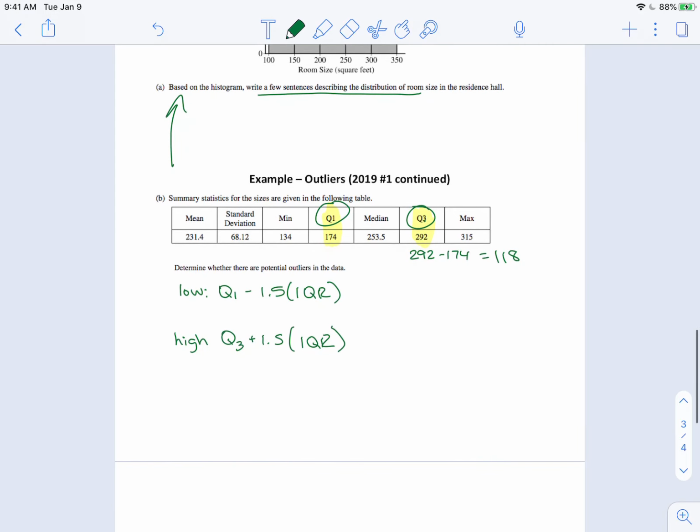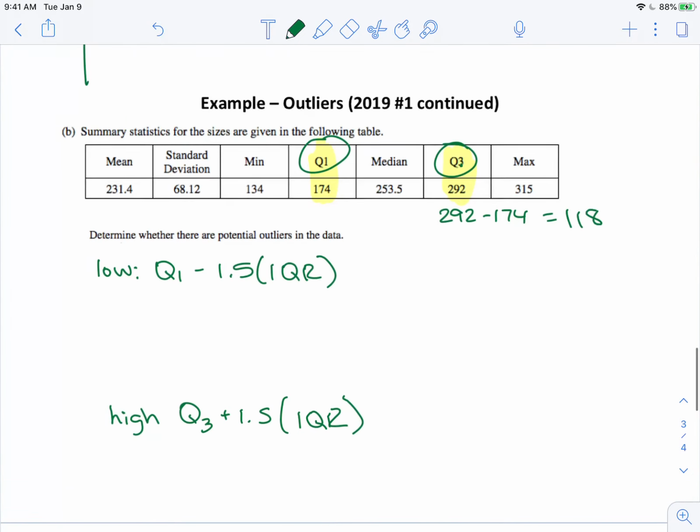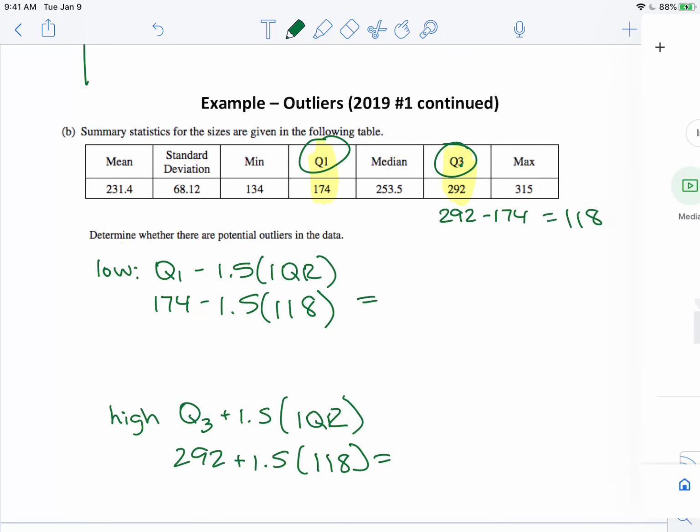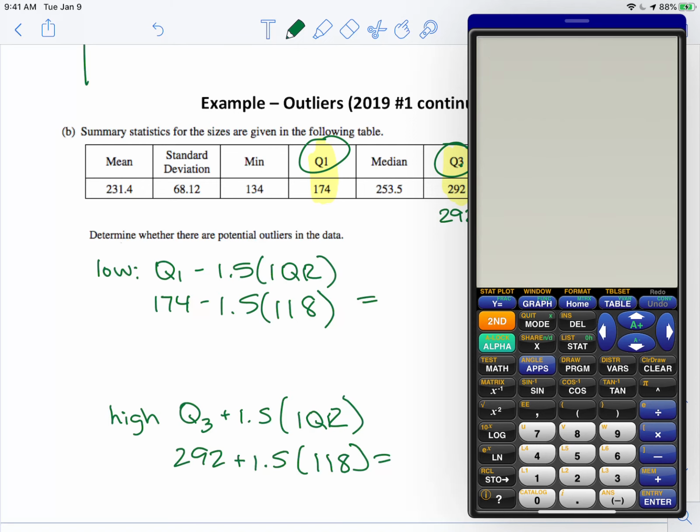Okay. So for the low outlier, it's going to be Q1, 174 minus 1.5 times 118. Q3 down here is 292 plus 1.5 times 118. Okay, I want to find those values. -3. Okay, and then let's just go ahead and do the other one. Being lazy, so I'm just typing over it.